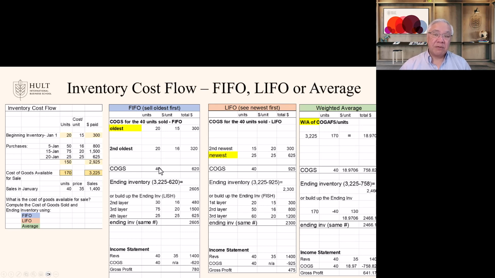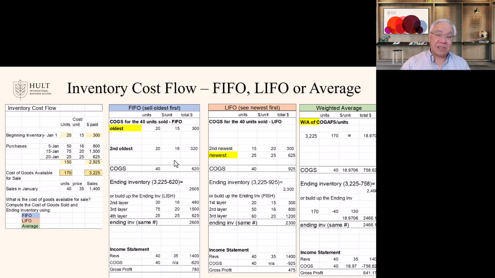Now we say, well, what was the cost of those goods sold? Hence the name cost of goods sold, right? $15 for the first layer, $16 for the next layer. We multiply those across. 20 times 15 is 300. 20 times 16 is 320. Add those together, 620. So that says those products that we sold, 40 in number, cost us $620 if we assume a FIFO cost flow assumption.